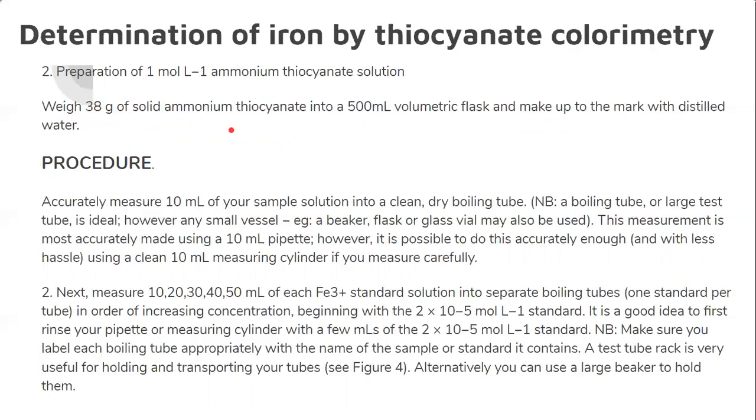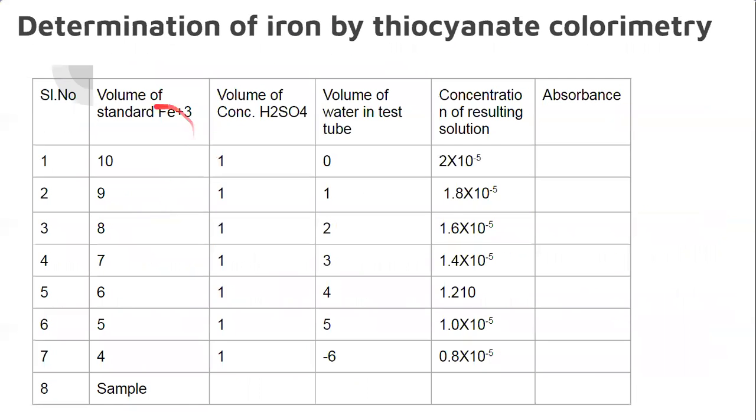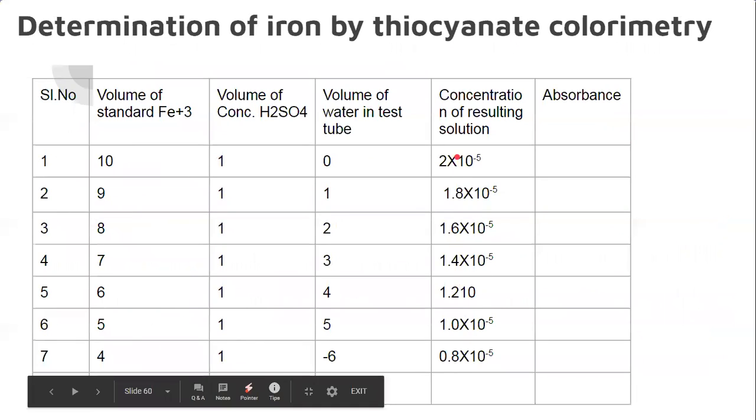Okay, so up to now we have discussed the preparation of solutions, what chemicals we require, and what instruments we require in this experiment. Next, see the procedure. How can we execute it? Let's look at this table. For that purpose, we need to prepare various concentrations of standard solutions of ferric ammonium sulfate.